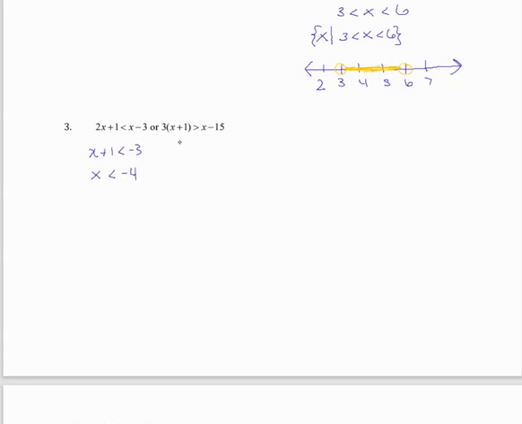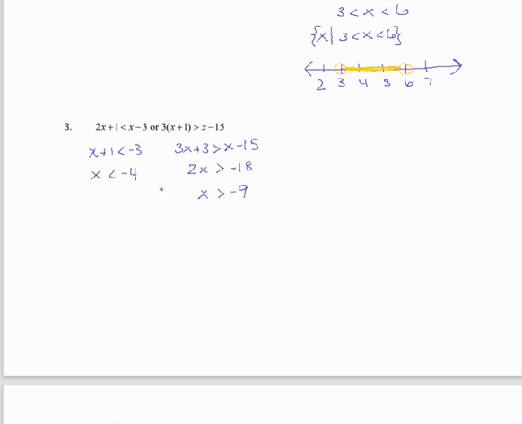Now we'll simplify this. We'll distribute. 3x plus 3 is greater than x minus 15. This will give us 2x is greater than negative 18. And this is that x is greater than negative 9. Okay, double check that work. 3x and 3, subtract our 3, subtract our x. Okay, so here we have it.